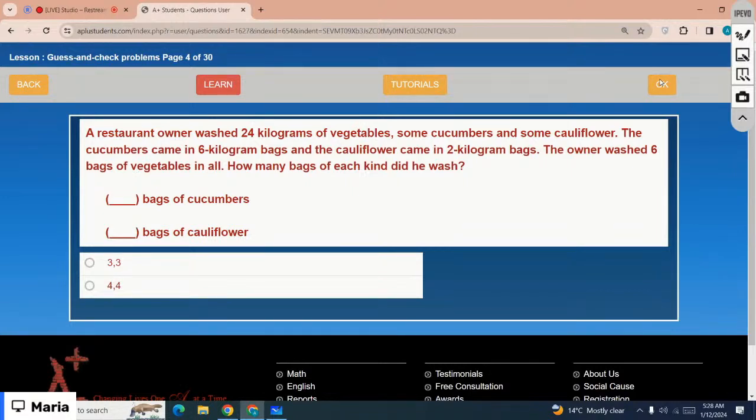A restaurant owner washed 24 kilograms of vegetables, some cucumbers and some cauliflowers. The cucumbers came in 6 kilogram bags and the cauliflowers came in 2 kilogram bags. The owner washed 6 bags of vegetables in all. How many bags of each kind did he wash? Which is the correct option?